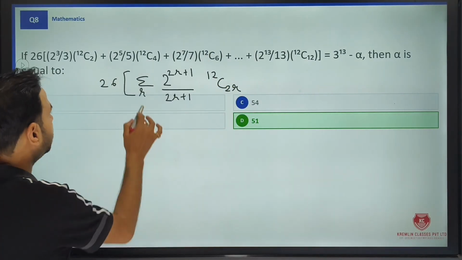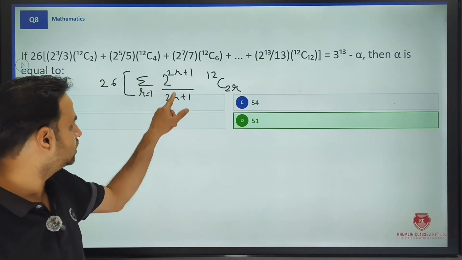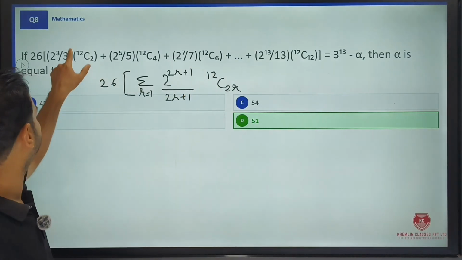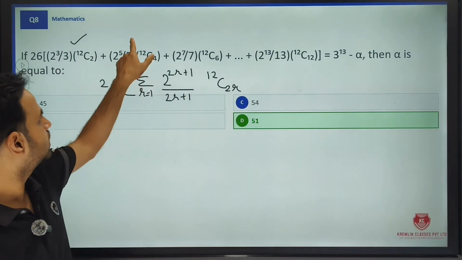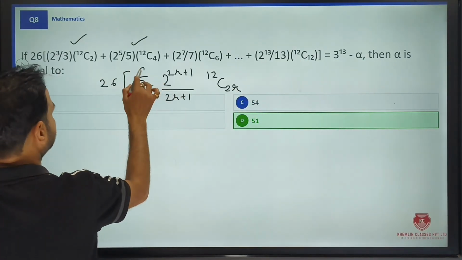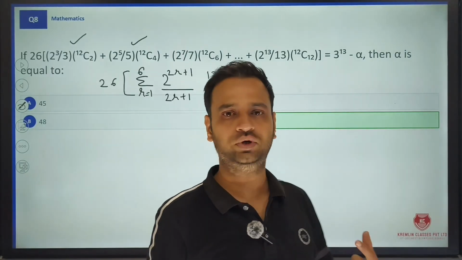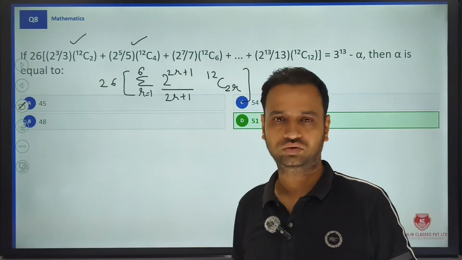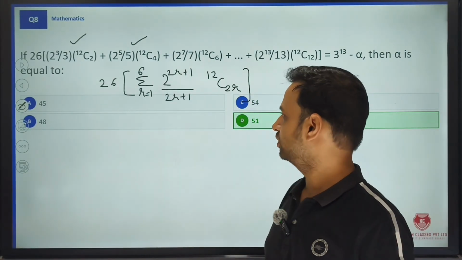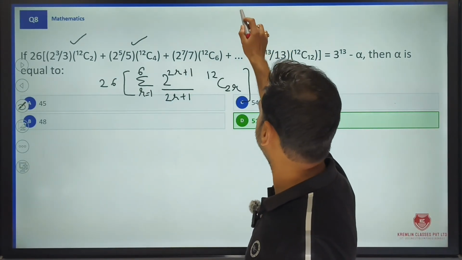So let us put r equals to 1. If you put r equals to 1, it is 3 to the power 3, 2c2. First you will get this, second time you will get it by taking 2, and it will go up to 6. So this is the general term. Hope this general term is clear to you, and this was the main point. We have to move to the next step.